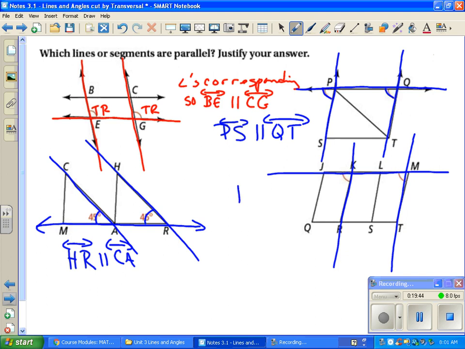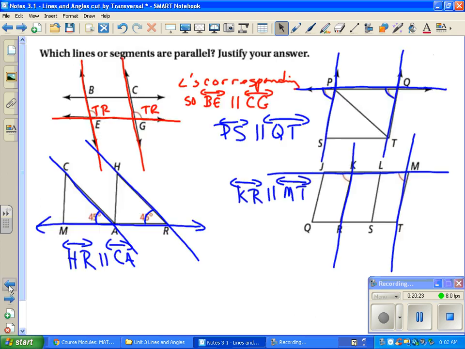But the lines that are parallel are KR is parallel to MT. And it's cut by the transversal JM, or you can use any letters off of that picture. You could even use KM if you wanted to prove that they intersect. So that's how you justify it. You tell the name of the angles that are formed, and you tell which transversal is cutting those parallel lines.